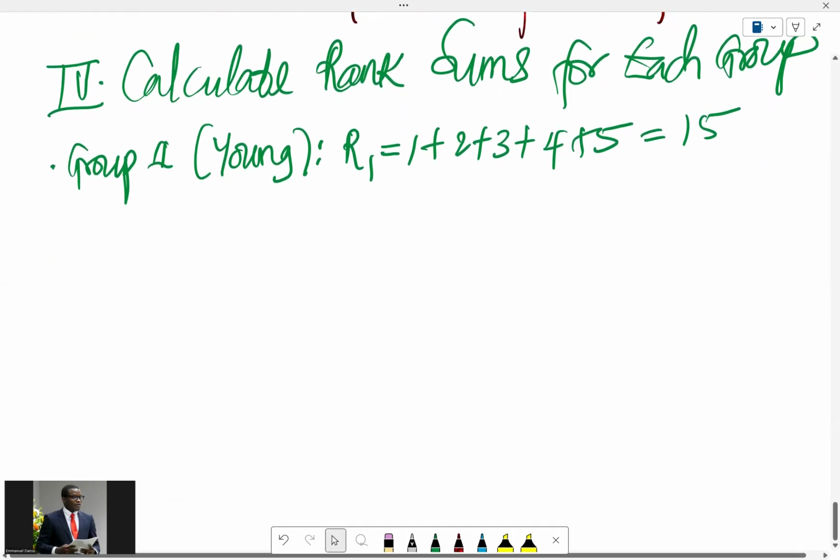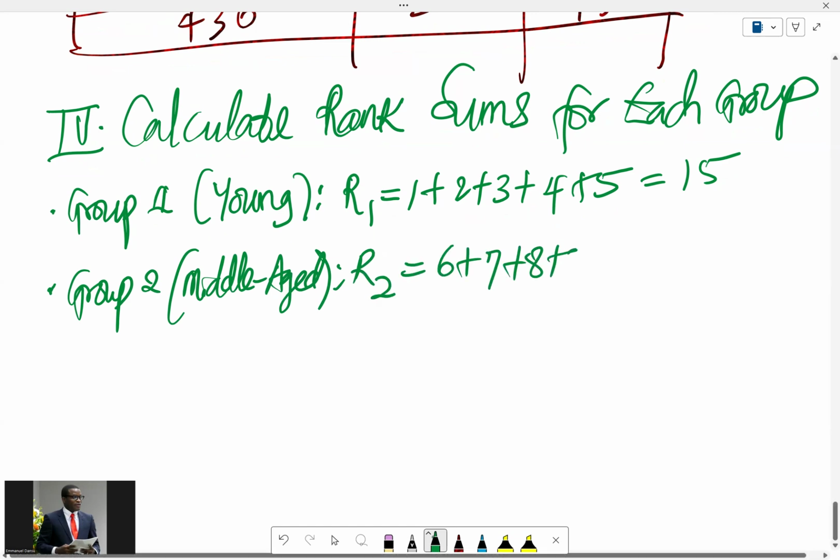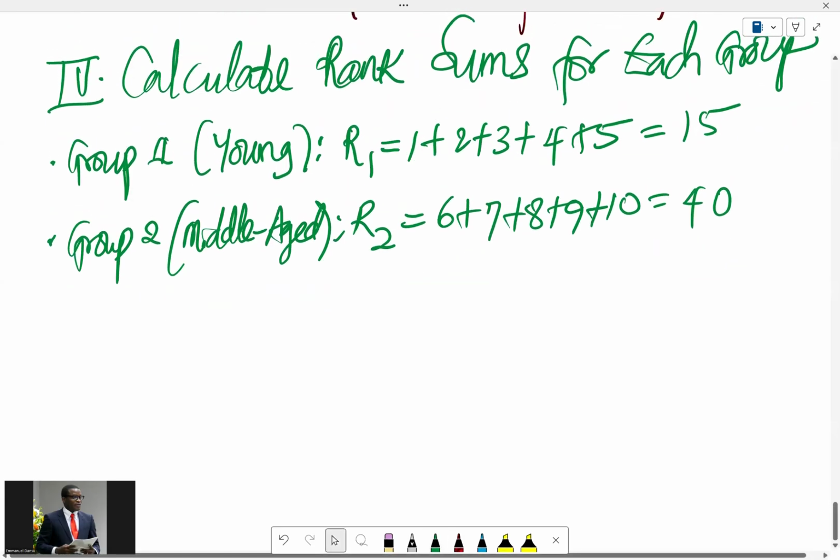Then for the next group, group 2, the middle-aged, we have R2. That will simply be 6 plus 7 plus 8 plus 9 plus 10. Adding from 1 to 10 is 55, minus 15, that's 40. Or 6 plus 7 is 13, 13 plus 8 is 21, 21 plus 9 is 30, 30 plus 10 is 40. So that's another way to do it.